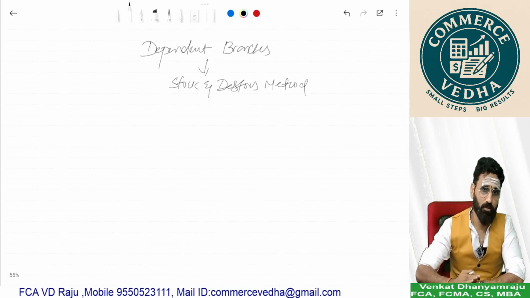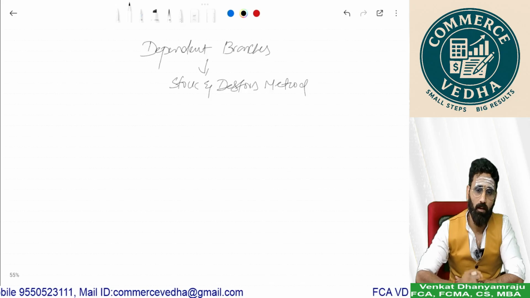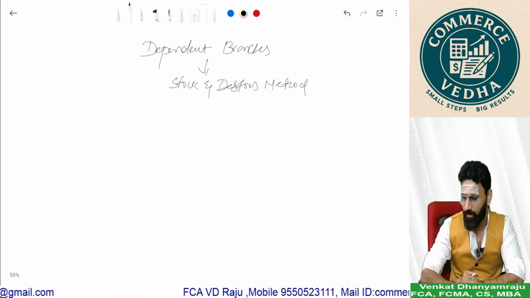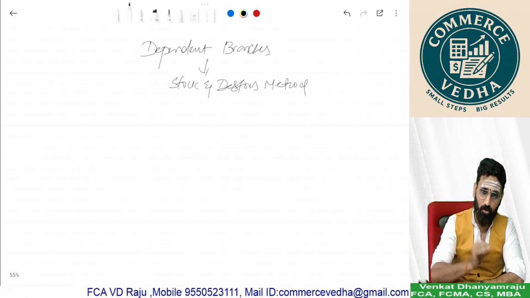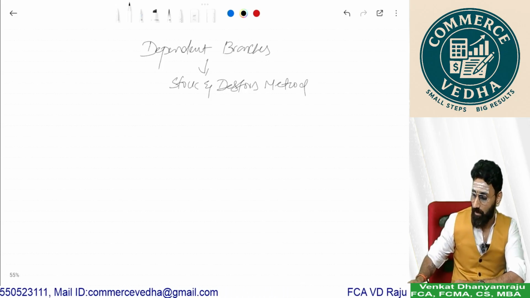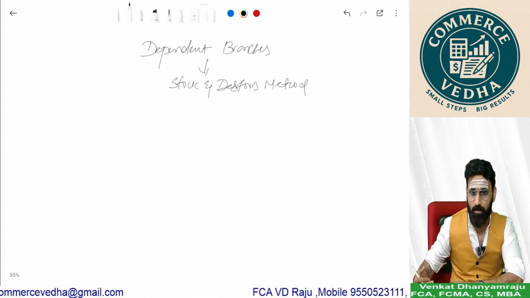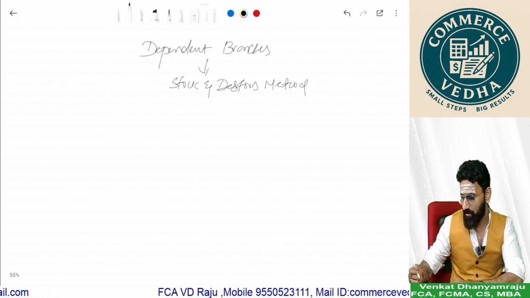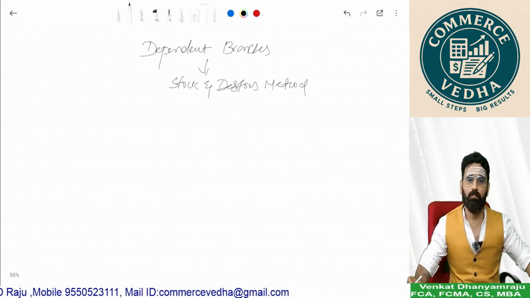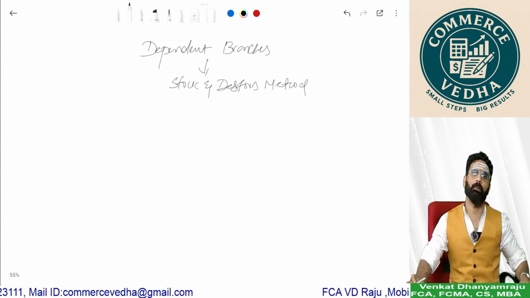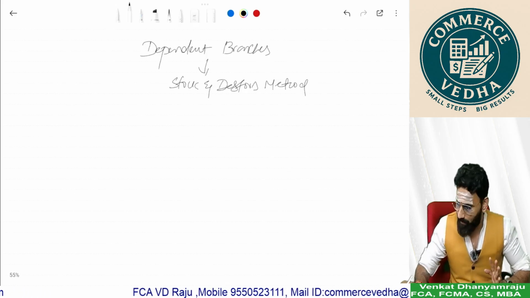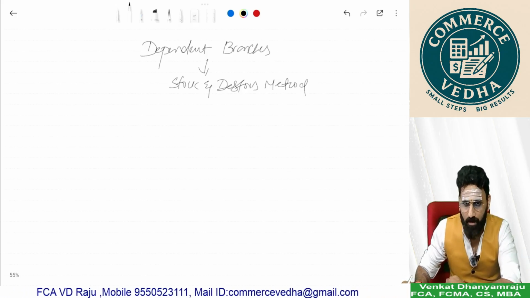In the previous session on branch accounting, we learned the branch debtors method for dependent branches, and also the cost price method and invoice price method with two examples. Whereas the important method in dependent branches is the stock and debtors method. Many students get confused and make mistakes in this method, but it is actually very simple if you learn carefully. Now, what is this stock and debtors method?